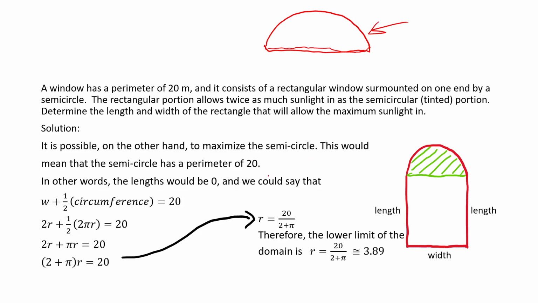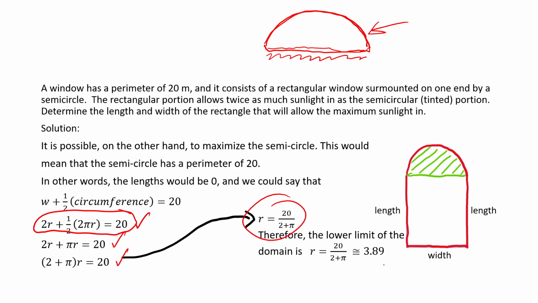Well, if that happened, then what that would mean was that the width of that rectangle, in other words 2r, plus 1/2 of the circumference of the circle, in other words 1/2 times 2 pi r, would be equal to the entire 20. And that's what we've written here. Now, again, what we're doing here is maximizing r for our domain. Well, if that happened, we would get 2r plus pi r equal to 20, or the quantity of 2 plus pi times r equaling 20. That would mean r was equal to 20 over 2 plus pi.